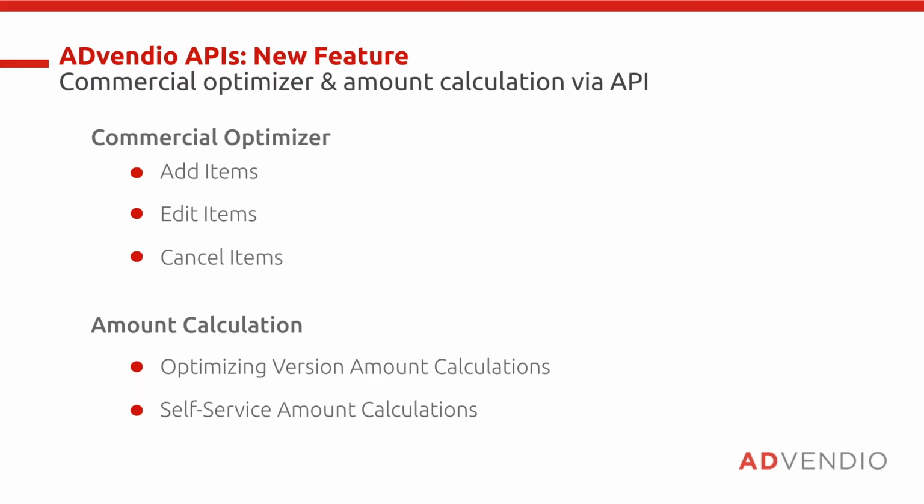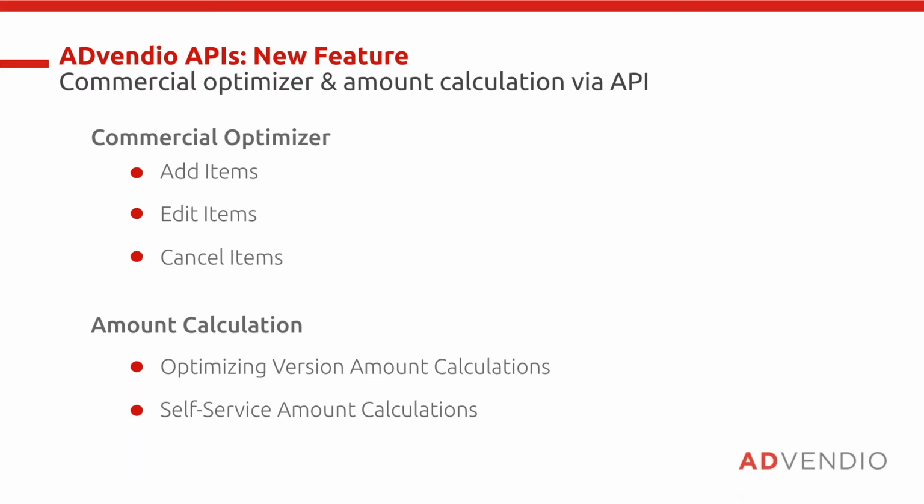What that means is that by accessing the commercial optimizer via API, you can add items, edit items, very hard to say the two of those together, and also cancel items via API, so via the optimizer function. We already had an optimizer activation API as well. We have then the amount calculation API, and one reason that we did that was that for the optimizing version created via the optimizer via API, you also have to make sure the calculations are correct. So that was needed to round out that feature via API.